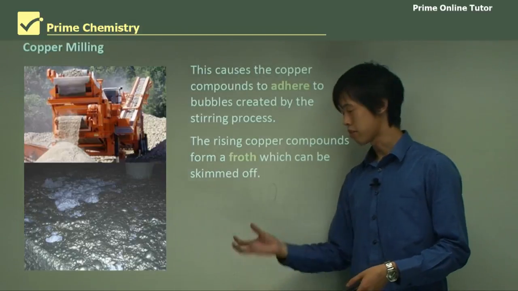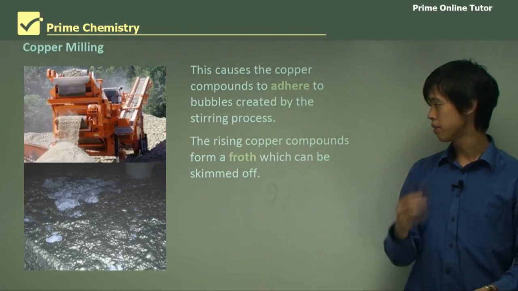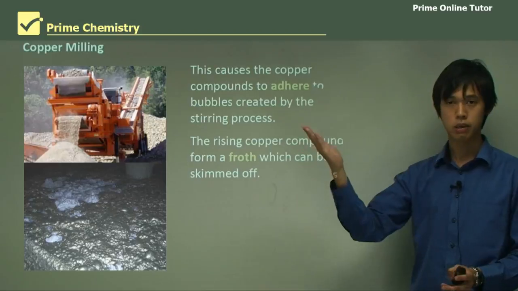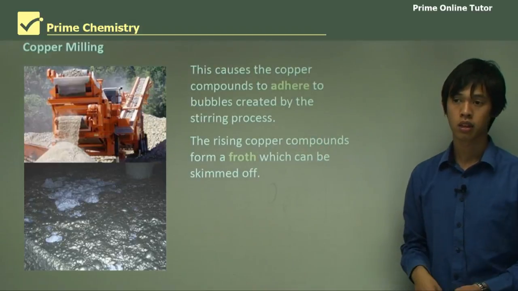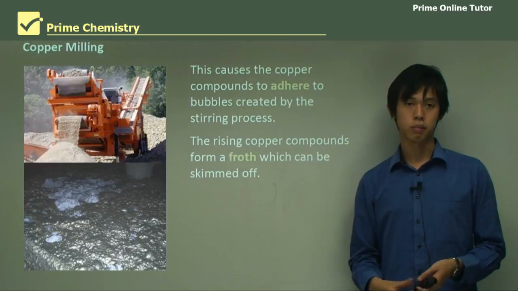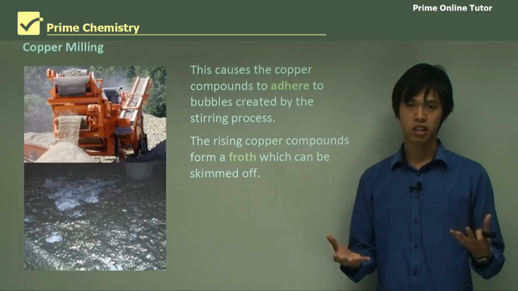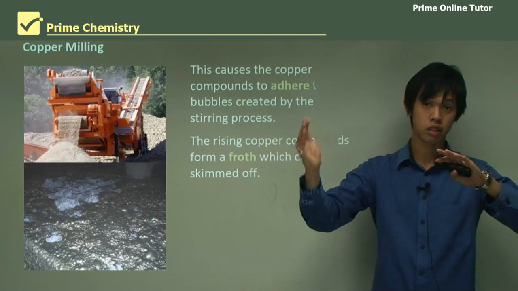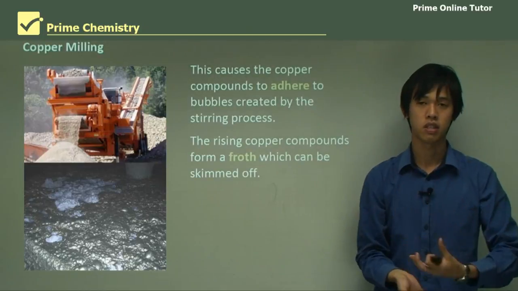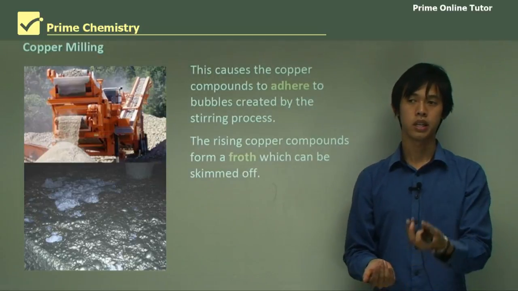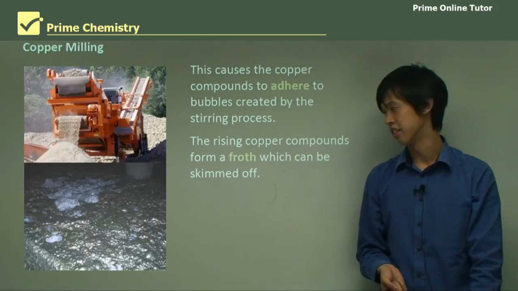So the rising copper compounds in the bubbles form a froth, which can then be skimmed off the top. Okay, so it's sort of like skim milk. All the fat compounds sit on the top, so we skim the fat off, and what's left is the skim milk. It's the less fatty section.